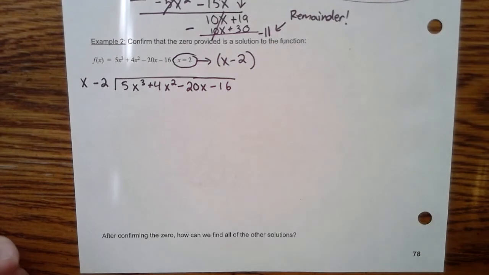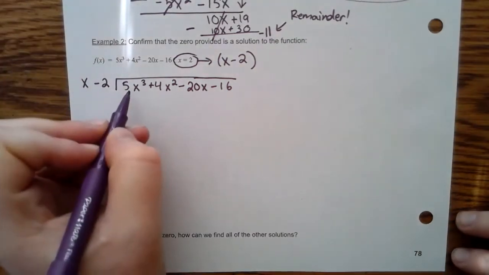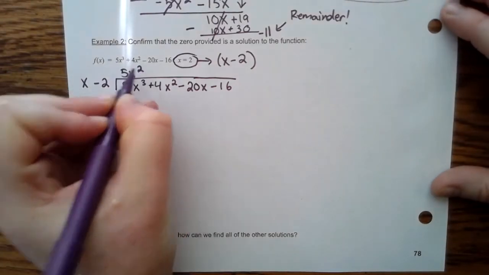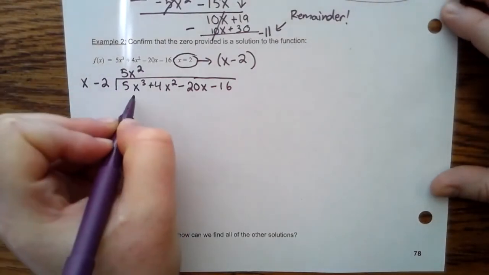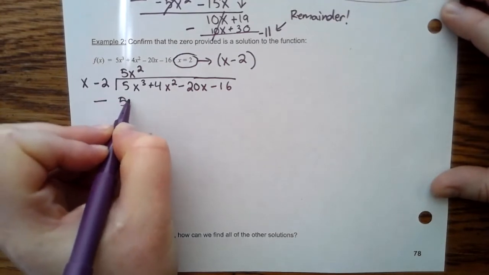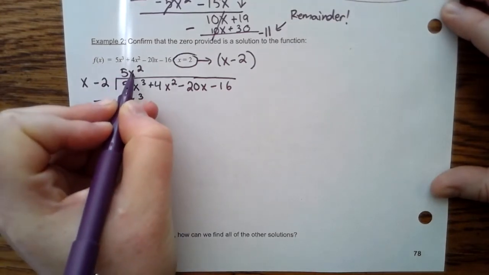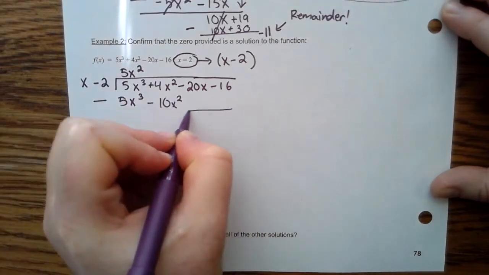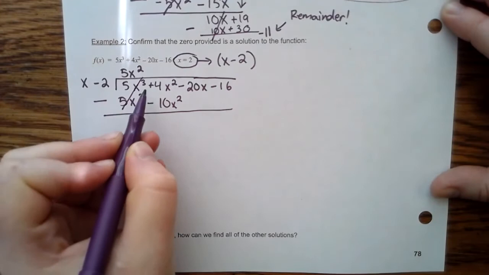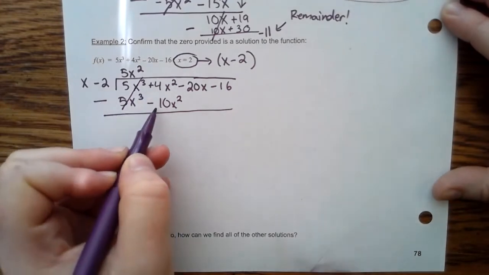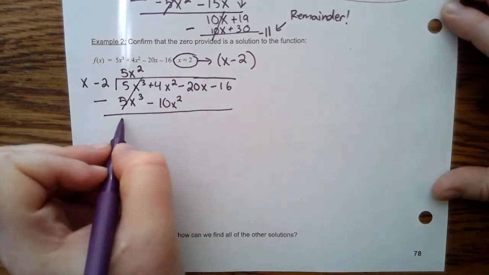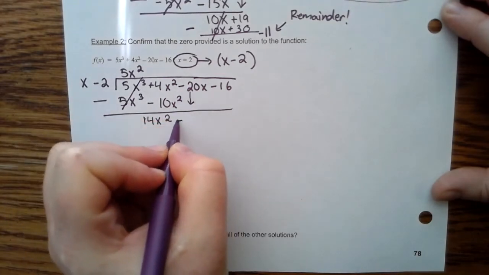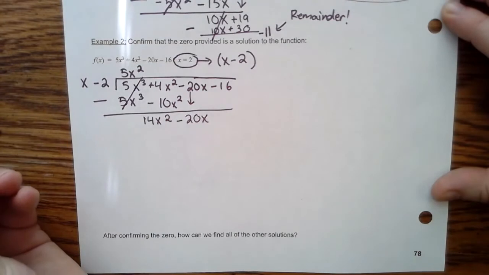Okay, so step 1, I want x to match 5x cubed, so I'm going to need 5x squared, because 5x squared times x gets me this. Big minus sign, let's do that multiplication. 5x squared times negative 2 is negative 10x squared. That goes away. 4 minus negative 10 is actually adding 10. So I get 14x squared, and I bring down negative 20x.